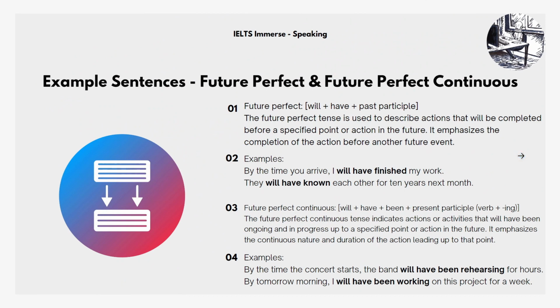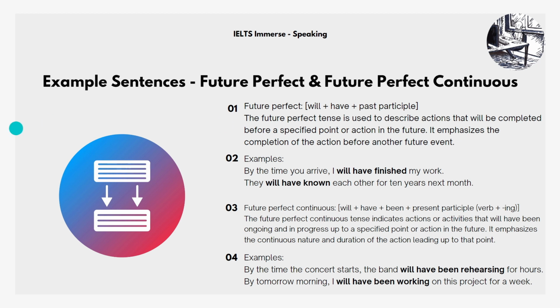And once again, the future perfect and the future perfect continuous is very close, but it is a little bit different to the previous two. The future perfect consists of will plus have plus past participle. It is used to describe actions that will be completed before a specified point or action in the future.